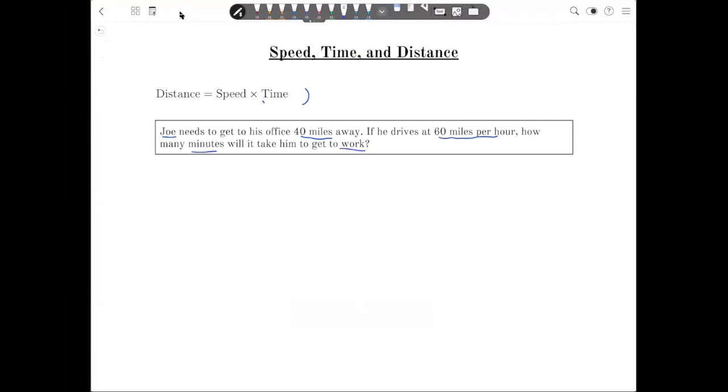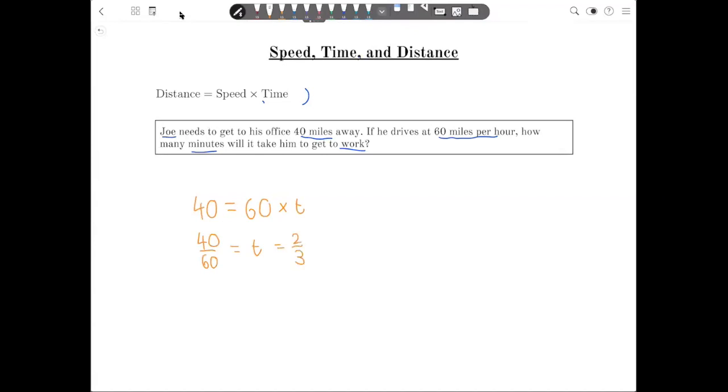So the trick here is that we just plug it into the formula. We have that 40 is equal to 60, the speed, times the time. And then from here, we divide by 60 on both sides. We get that 40 over 60 is the time, or this is equal to 2/3, right? We just simplify our fraction.